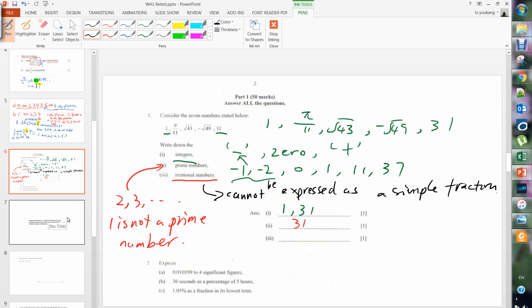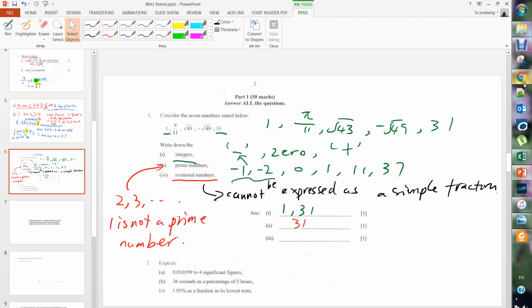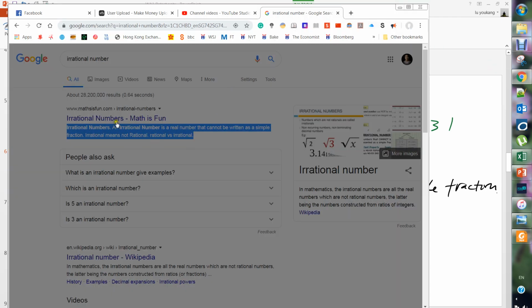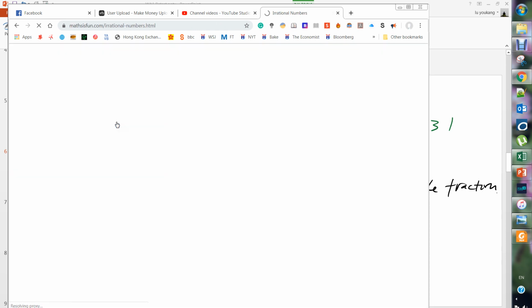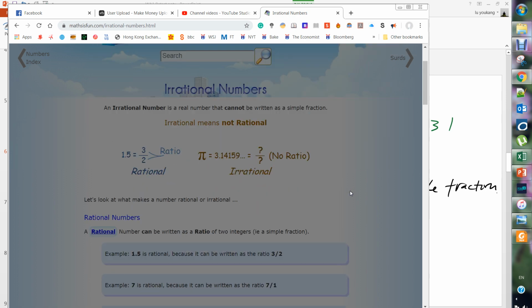So what is a simple fraction? Let's click into this. By the way, you have to memorize this. Clearly the first example here tells you 1.5 equals 3 over 2, so this is rational. And then pi is equal to 3.14159, so it's irrational.